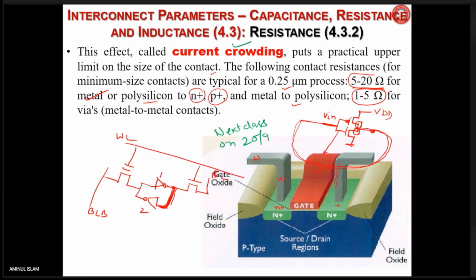Current crowding is a phenomenon we have discussed in the last class also. In a conductor, current flows from the periphery of the conductor. If it is circular, or even if it is rectangular, it will be flowing around the outer area of the conductor, not to the center, if the frequency is high.